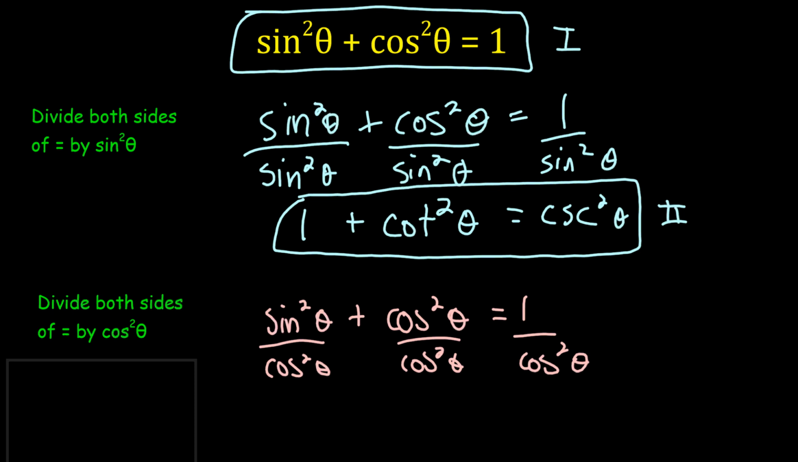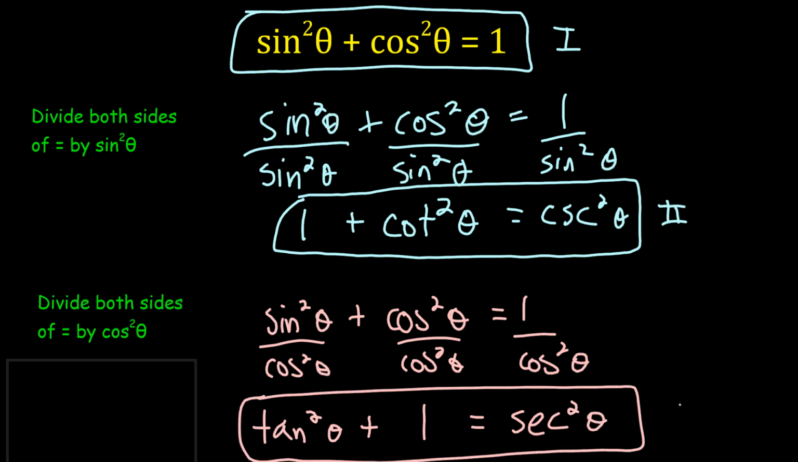So maybe it would be wise to pause it and see if you can figure out what this is going to be. You should all be able to do that, hopefully, at this point, using what we've learned. So now we'll go over it. Sine squared over cosine squared is tangent squared. Cosine squared divided by cosine squared is just 1. And 1 over cosine squared is secant squared. So this is our third Pythagorean identity. And that is pretty much it. We've got all of the tools we need for our toolbox for now.